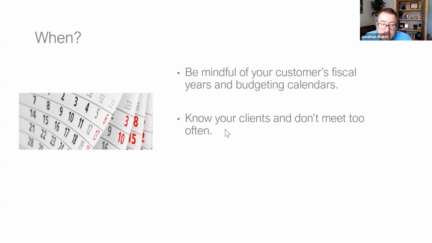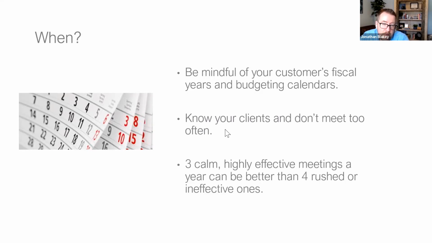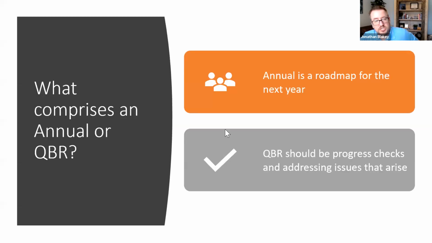Also, know your clients. If their calendars are a lot more taxed, you may end up doing less than the four quarterly, clockwork meetings, because three calm and highly effective meetings a year can be a lot better than four rushed or ineffective ones. So make the meetings count, but know your clients and how that fits in their schedule. So just some things around the logistics of when.